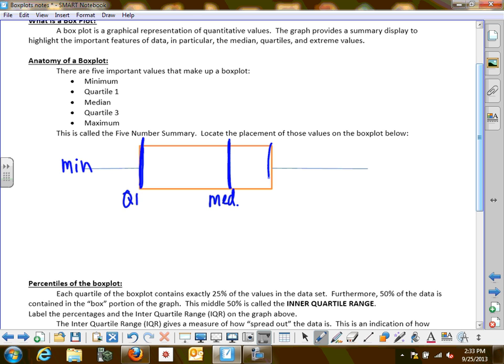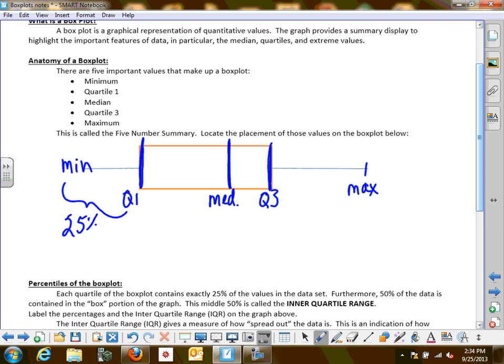So here we go. Next, this is the Q3. And then up here is going to be your max. So those are the 5 numbers that make up the box plot. Now, these sections are called quartiles. The reason they are called quartiles is because it divides this up into sections, and 25% of the data is in this first quartile.